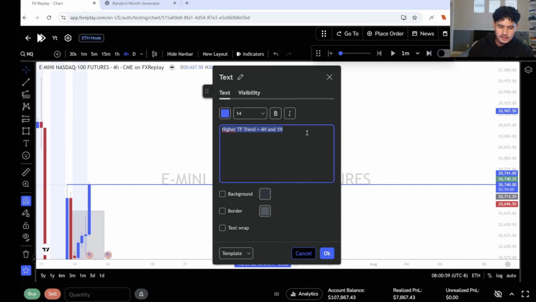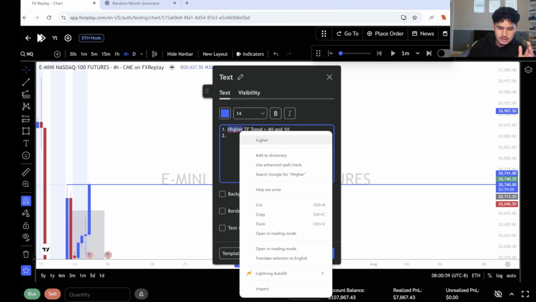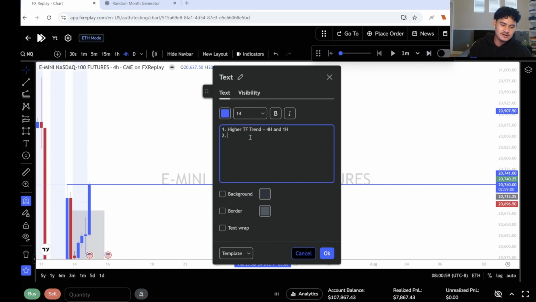We look for, first, number 1, higher time frame trend. Number 2, once you know the higher time frame trend, where is the draw on liquidity for that trend? If we're trending bullish on the higher time frame, we want to look for bullish draw on liquidity. So that's going to be our draw on liquidity.